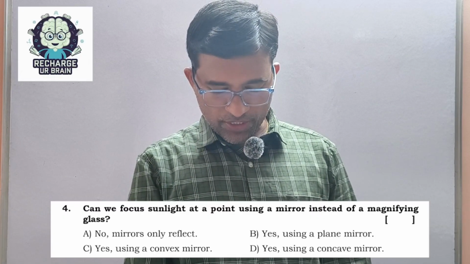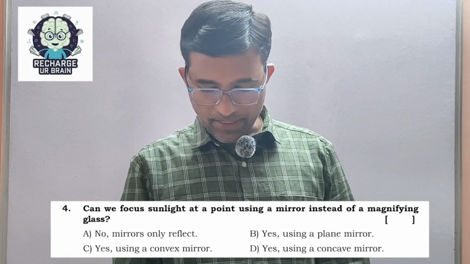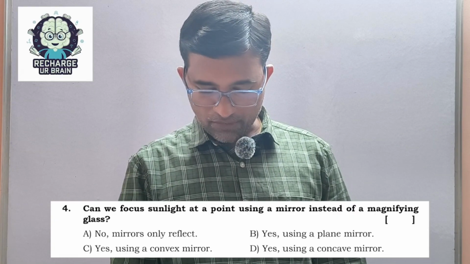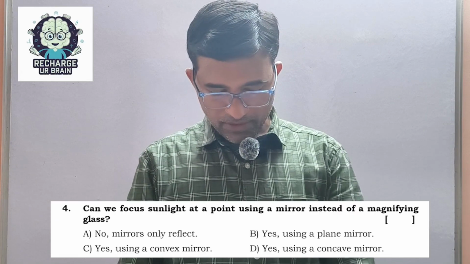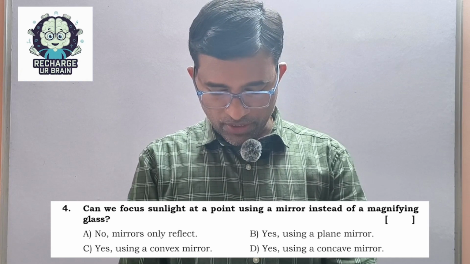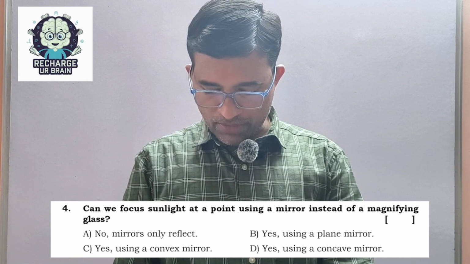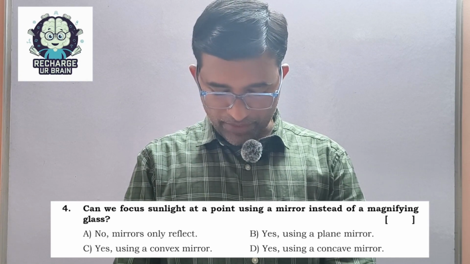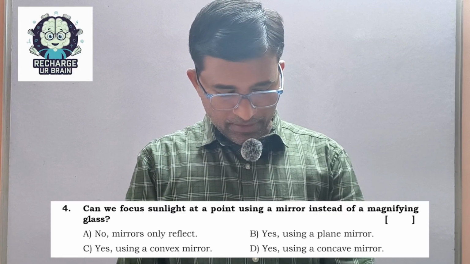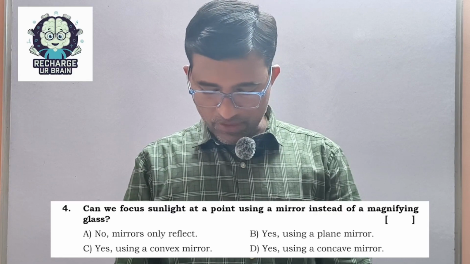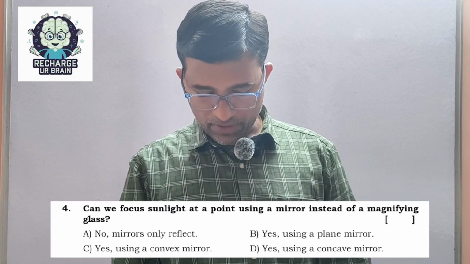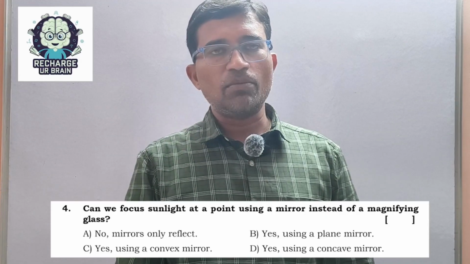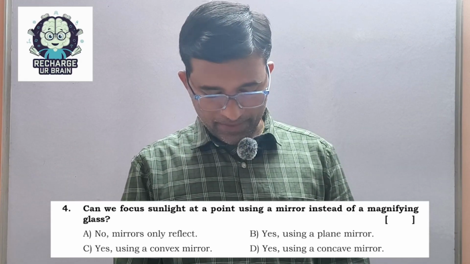Now, the fourth question is, can we focus sunlight at a point using a mirror instead of a magnifying glass? Okay, I will repeat the question. Can we focus sunlight at a point using a mirror instead of a magnifying glass? That is D. Yes, using a concave mirror is the right option. By using a concave mirror, we are able to focus the light rays.